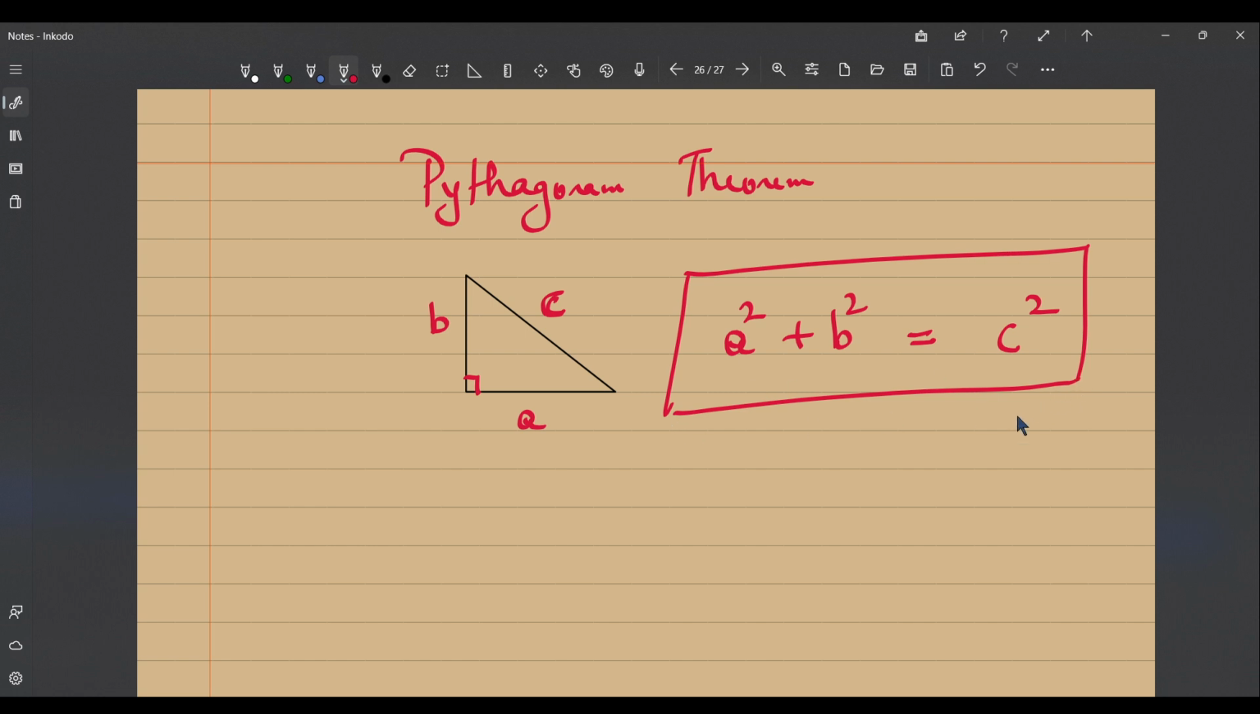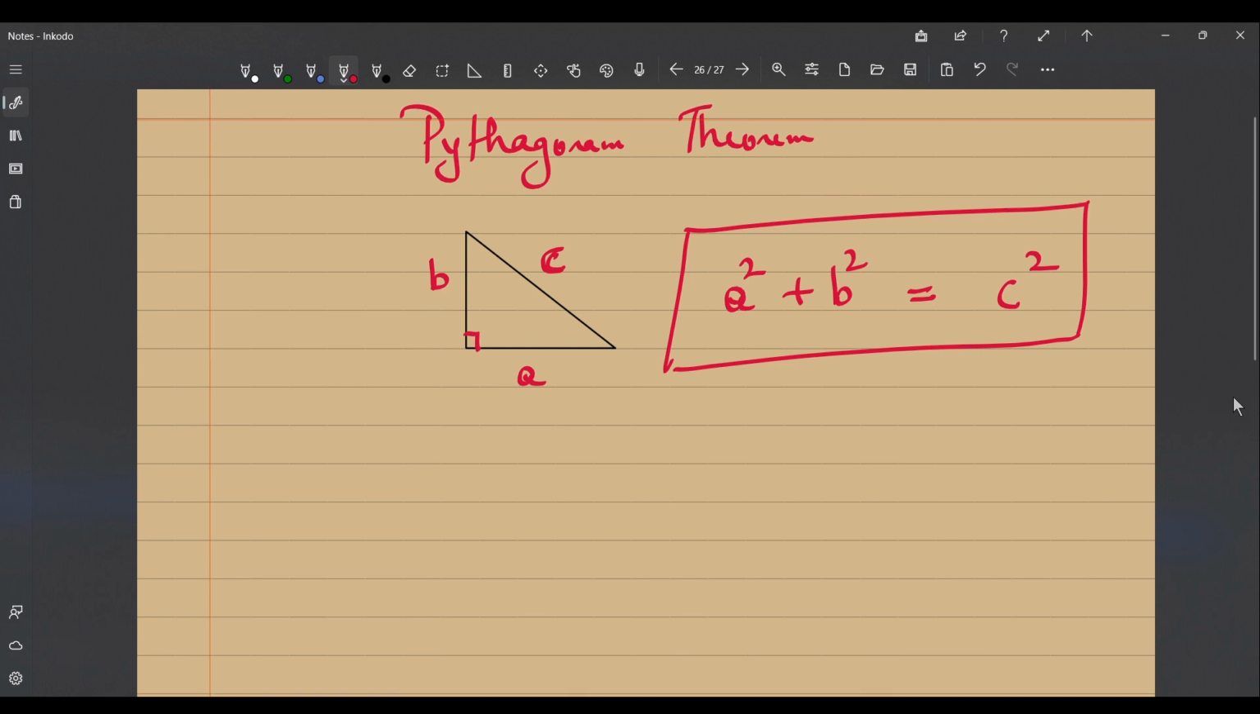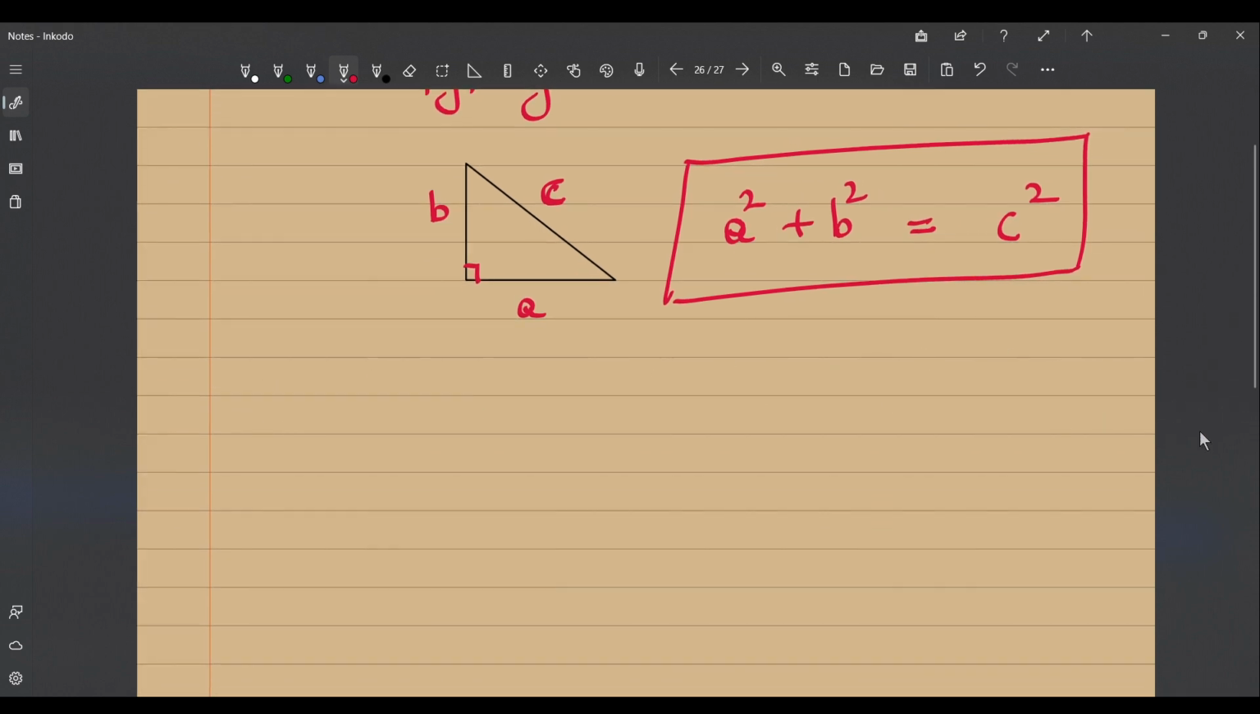Now we have a proof for this in our similar triangles video series. I'll give you the link in the description. You may go and check it out in case you feel like looking at a proof for this theorem. Now let's do an application, a problem based on this.